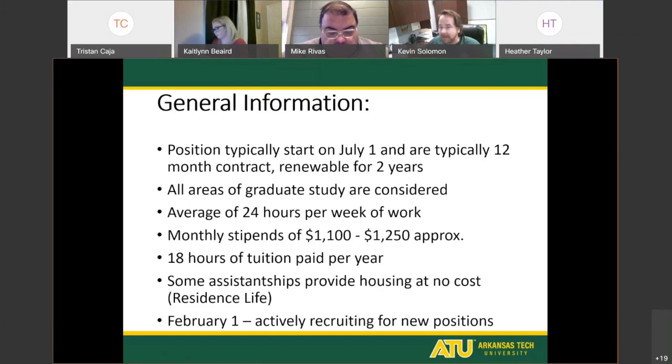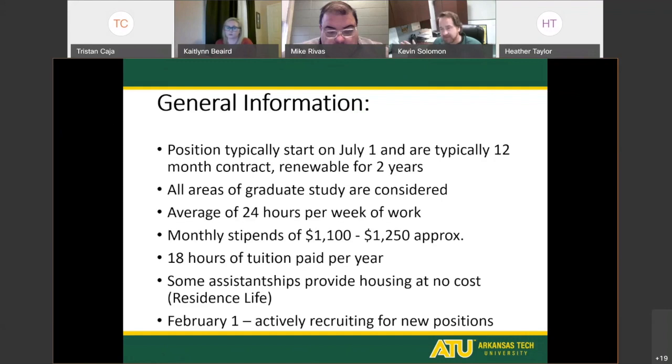Now, we will make it up after, but if you're doing the 5 days of orientation for new student orientation, you're going to work at least 12 hours a day, if not more. But we'll make that up. On average, you're at 24 hours of work per week. Our monthly stipends run from $1,100 a month to $1,250 a month, approximately, give or take a little bit.